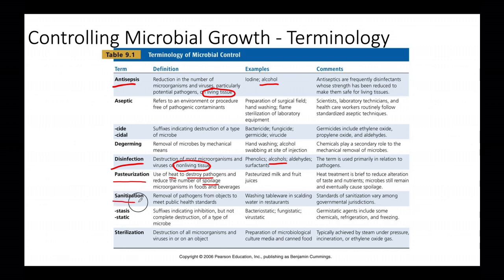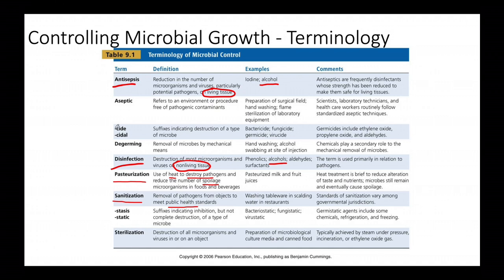Another way that we can reduce microorganisms, or a method, is called sanitization. And so this too is going to reduce microorganisms to a certain public health standard. And so that's the key of sanitization. It's getting below a certain threshold that we have deemed safe. So whether that's water quality, or if that is in the food service industry, how many microbes can be present on a cutting board or something like that. So that's what sanitization is.